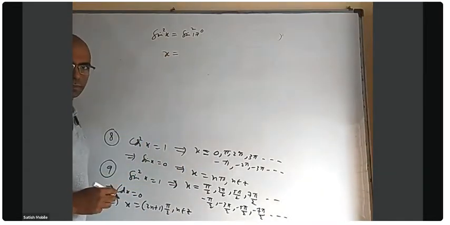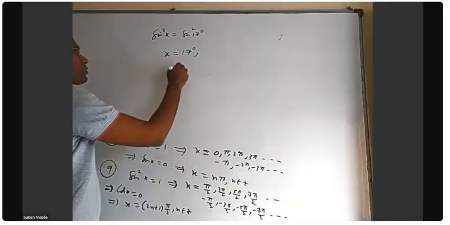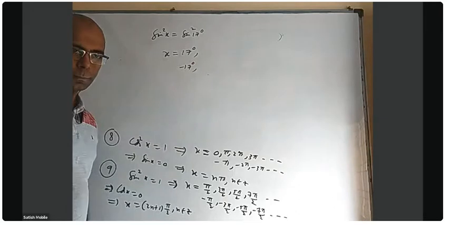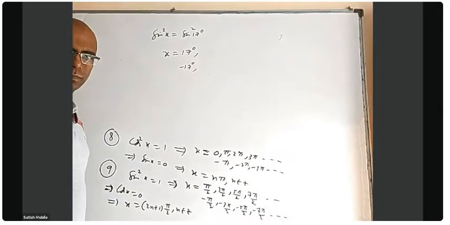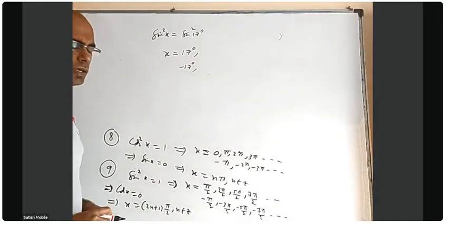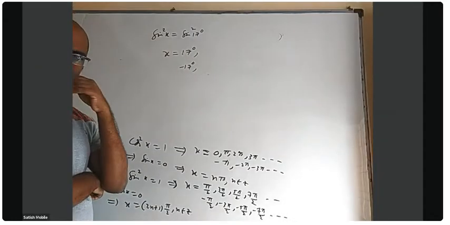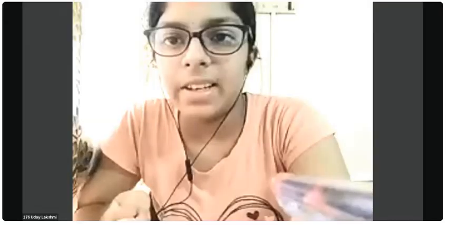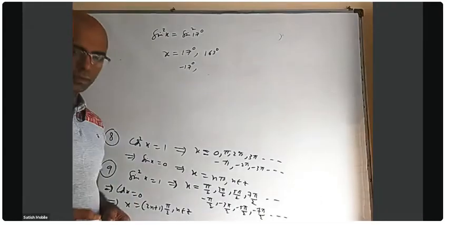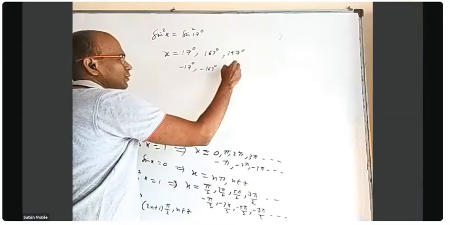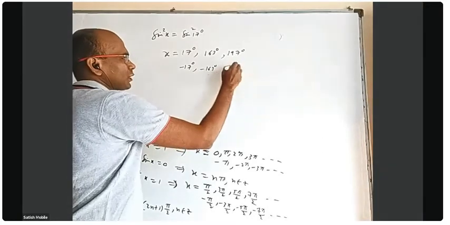One obvious solution is 17, and minus 17 also is obvious. What else? 163. From 180 you have to subtract 17, so 180 minus 17 is 163. You can also take 197. 180 plus 17 is also okay.